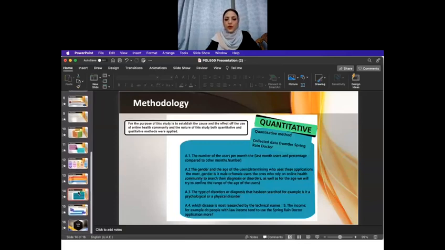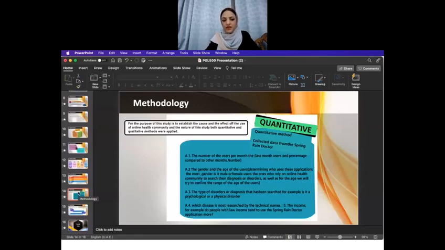Now, finally, we got to the methodology. How are we going to do that? Simply, we needed two methods in order to answer these questions. We needed the quantitative and the qualitative methods as well. For the quantitative method, we had to go and collect data from the Spring Rain data. The number of users per month. Are they increasing, decreasing? When did they use it the most?